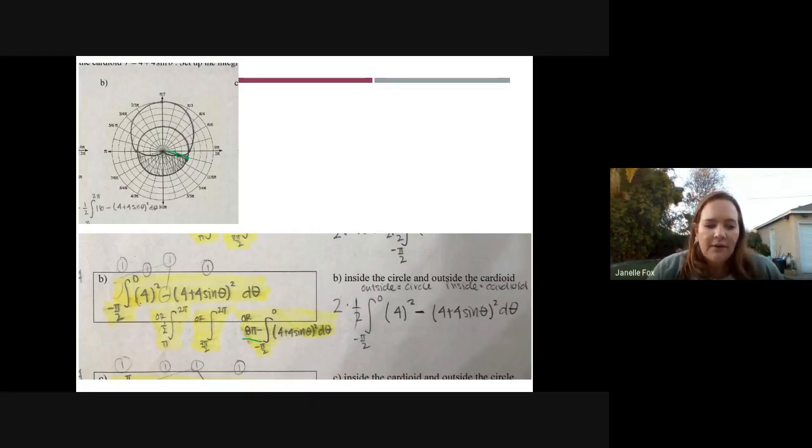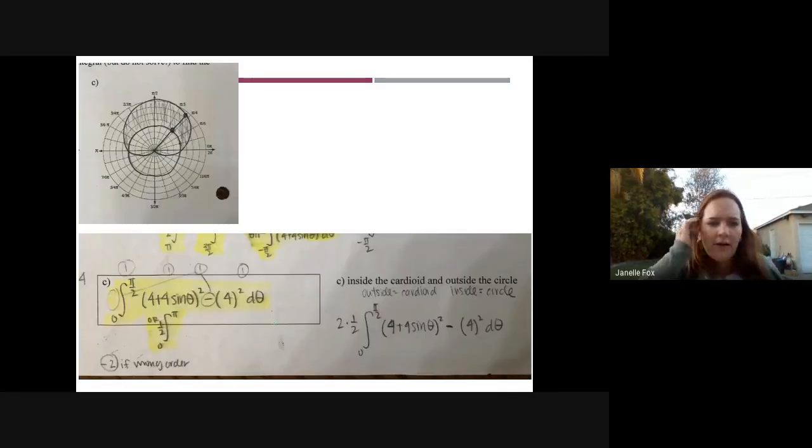But basically, the 4 squared is the equation of the circle, and then 4 plus 4 sine theta is the equation of the cardioid, squaring each one, and you have a minus. Gorgeous. And then our last one said it flipped it, and it said inside the cardioid but outside the circle.